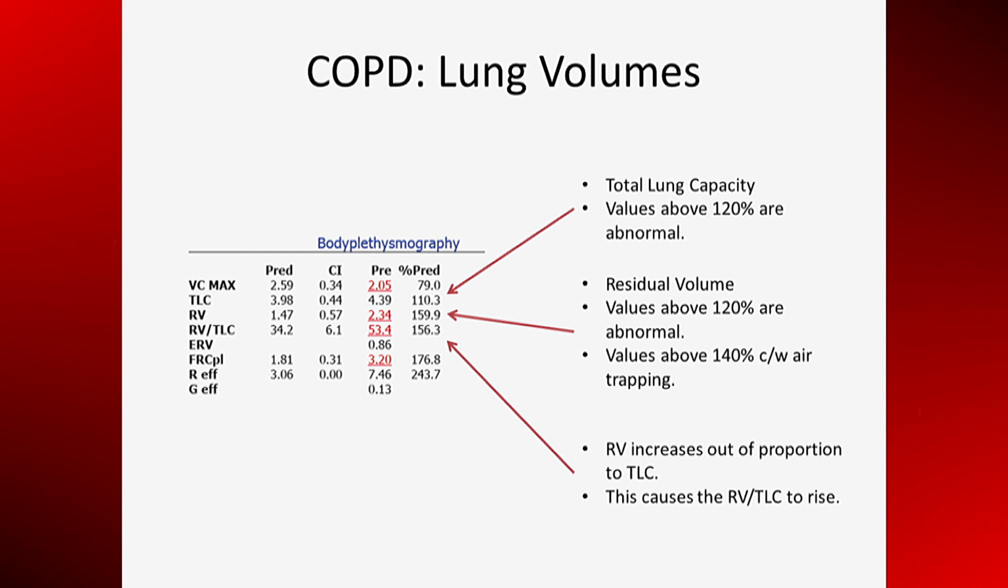The usual pattern for COPD is for residual volume to increase out of proportion to TLC. This pattern raises the RV to TLC ratio. This ratio can be used to detect hyperinflation. I just look for a larger increase in RV as a percentage of predicted than the increase in TLC.